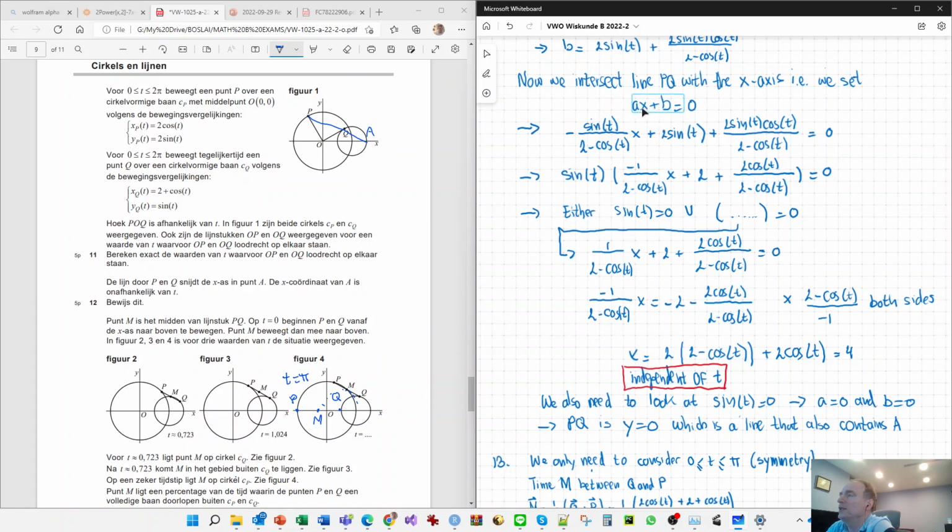But just look at the expression ax plus b is 0. Sine t is 0 means your a is 0, and the b is 0 as well, so it's the x-axis. So PQ in that case is the line y equals 0, which also contains A. So for all possible t's, you found that this line will go through A.